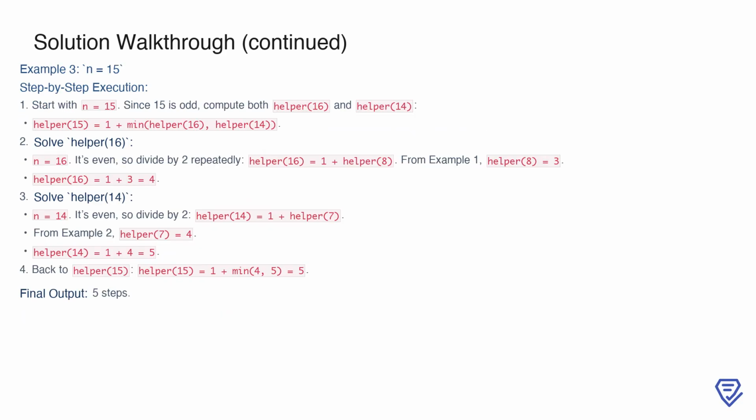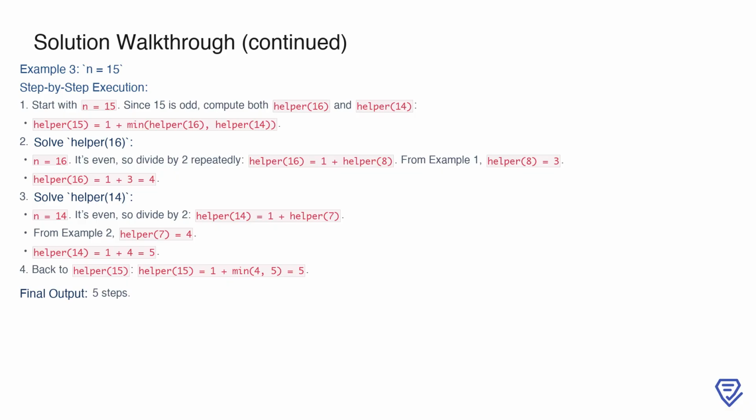Let's examine a slightly more complex example with n equals 15. Since 15 is odd, we compute both helper 16 and helper 14 to determine the smaller result: helper 15 equals 1 plus min helper 16, helper 14. Starting with helper 16, which is even, we divide it by 2: helper 16 equals 1 plus helper 8. From the first example, we know helper 8 equals 3, so helper 16 equals 1 plus 3 equals 4.